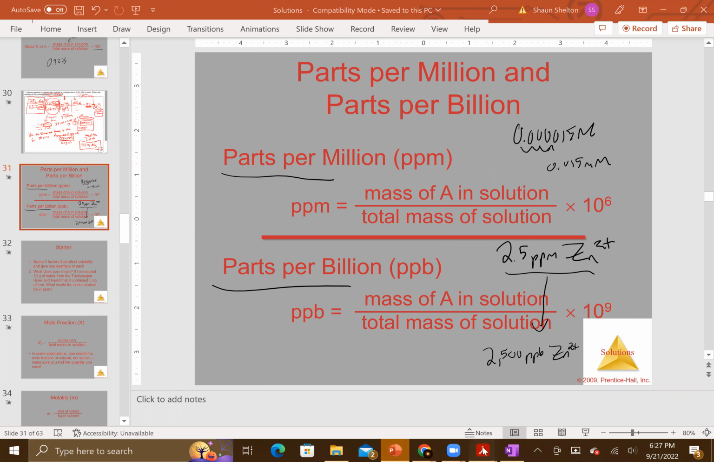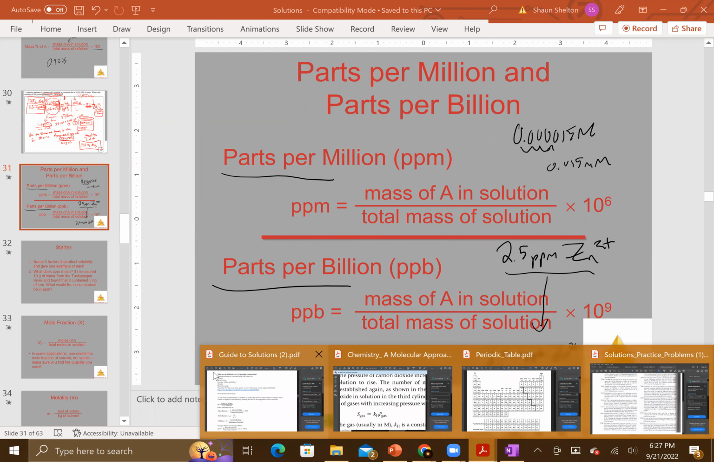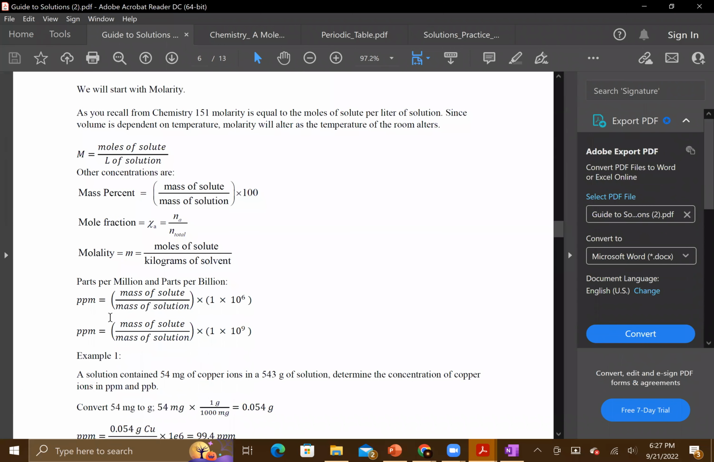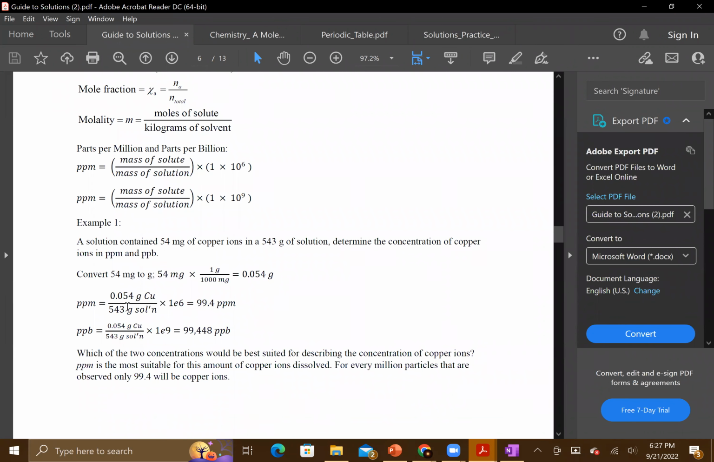If we look back at the guide to solutions, we come down here. I do have an example for you to look at, so you can always reference the guide for examples, since we don't do as many as we have time for. I wish I could do bunches of examples with y'all, but we just don't have the time. So that's what we'll do next week on Tuesdays. We'll do more problems like this.